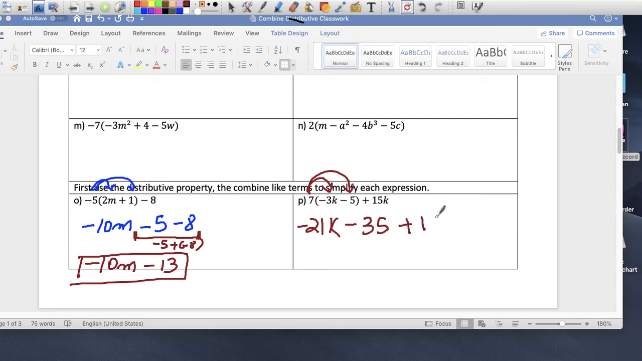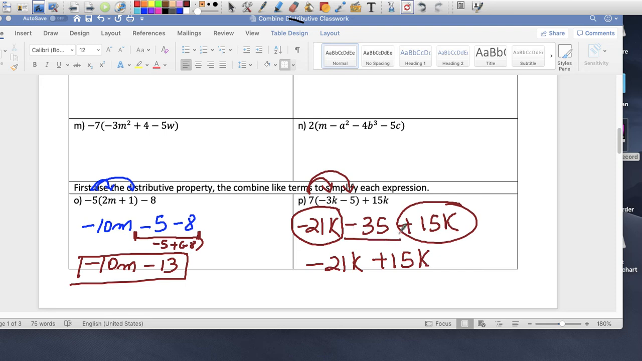And then plus 15k. You notice that I have like terms, so I'm going to put a circle over this guy and a circle over this guy. And I can move them around, so negative 21k, and I'm going to move the plus 15k right next to it. Meanwhile, I'm going to take this guy and move it all the way to the back. So these two k's are like terms, and negative 35 is just going to, again, tag along. Negative 21 and plus 15, there's more negatives. How many more? 6 more, but on the negative side. So my answer is negative 6k minus 35. Don't forget the k. Okay.